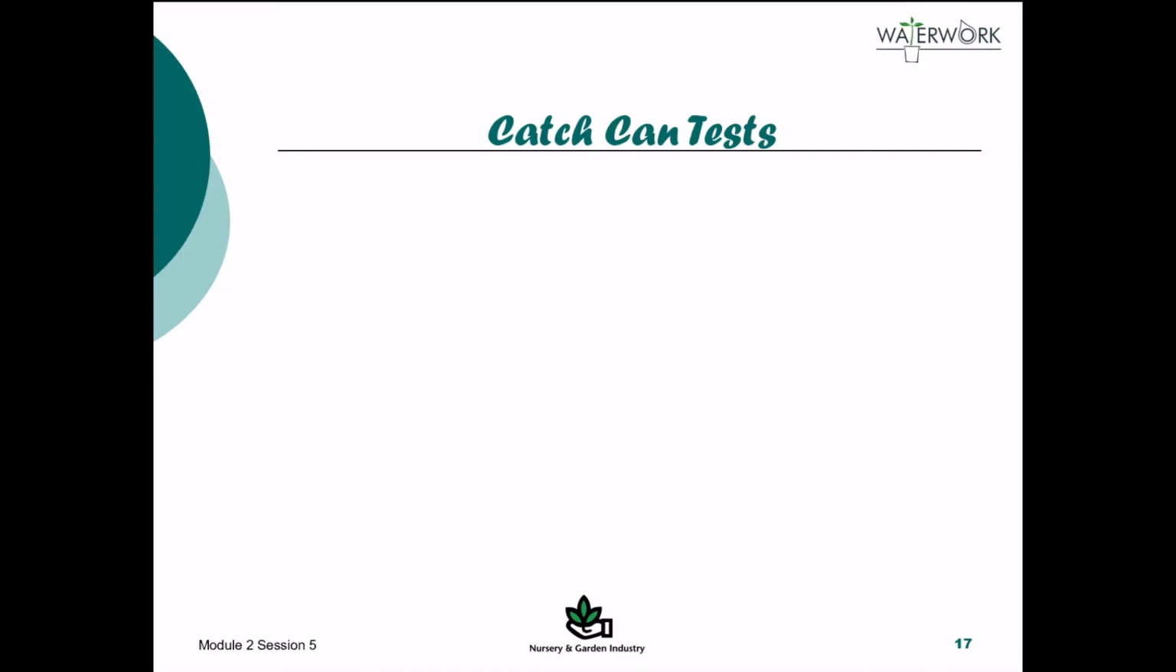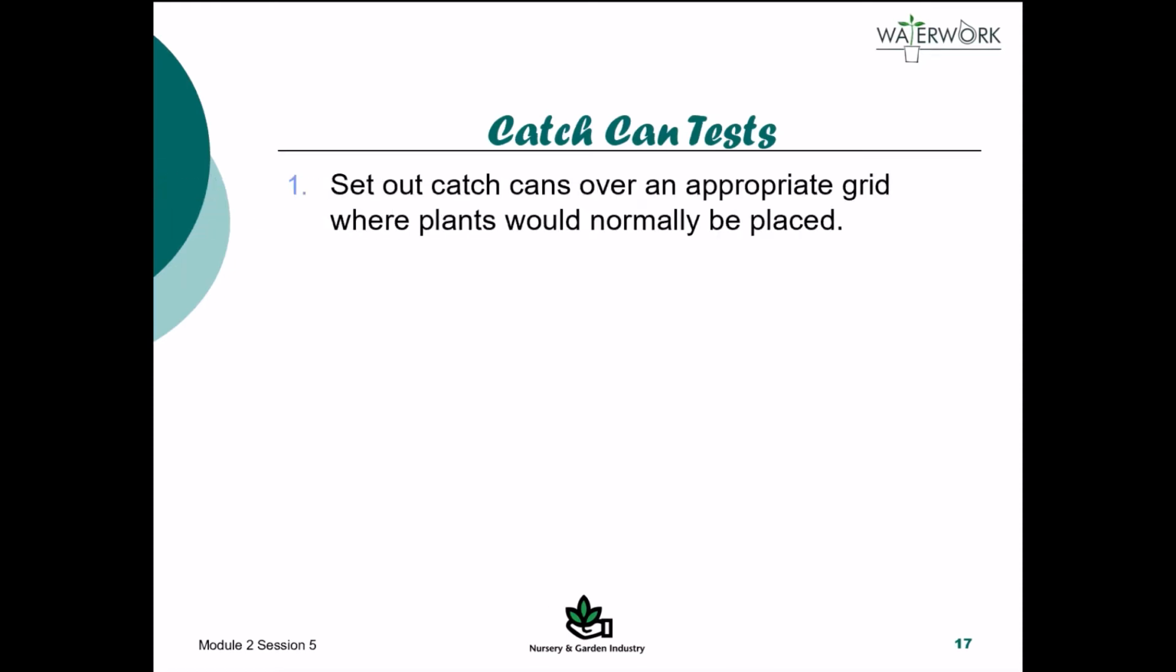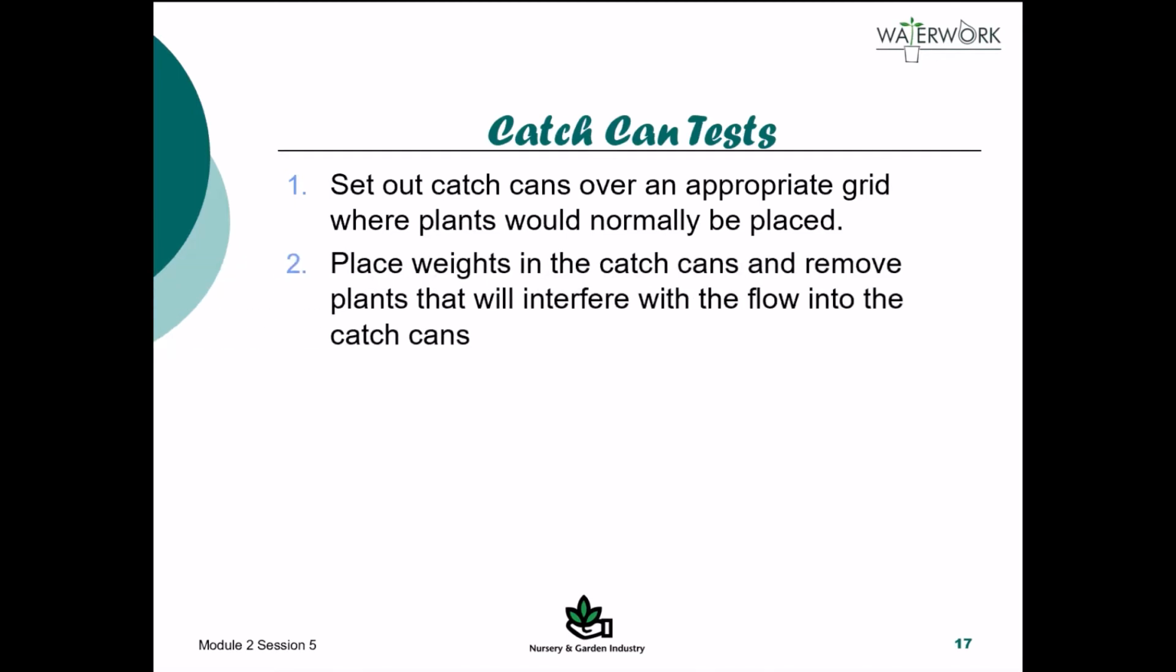The first step in this process is to perform a catch can test to determine the mean application rate and scheduling coefficient of the system. Set out catch cans over an appropriate grid to include parts of the area, including corners where plants would normally be placed. Place weights such as gravel in catch cans to stop them blowing over, and also remove any plants that will interfere with the flow of water from the sprinklers into the catch cans. Then draw a sketch of the layout.